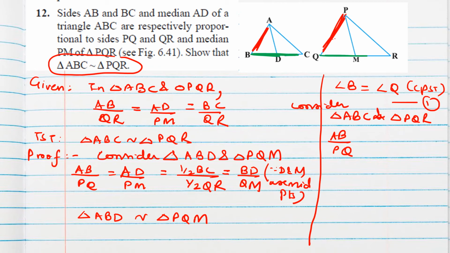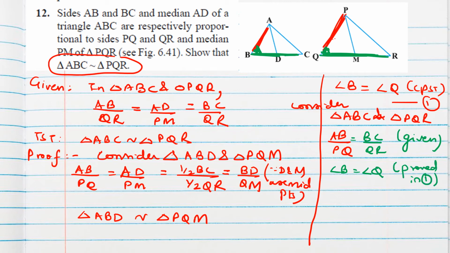BC and QR is given to us. So we'll write BC and QR given. And angle B and angle C equal. Reason we can write proved above, or from equation 1 we can write. Okay, so now by which criteria we can write? SAS criteria, that these two triangles are similar.